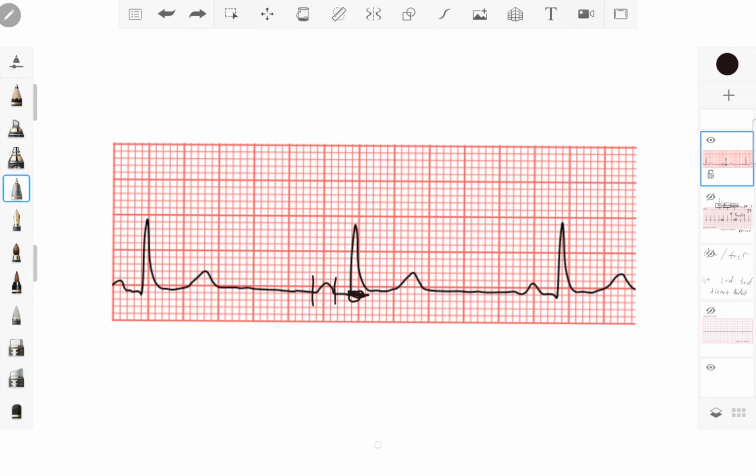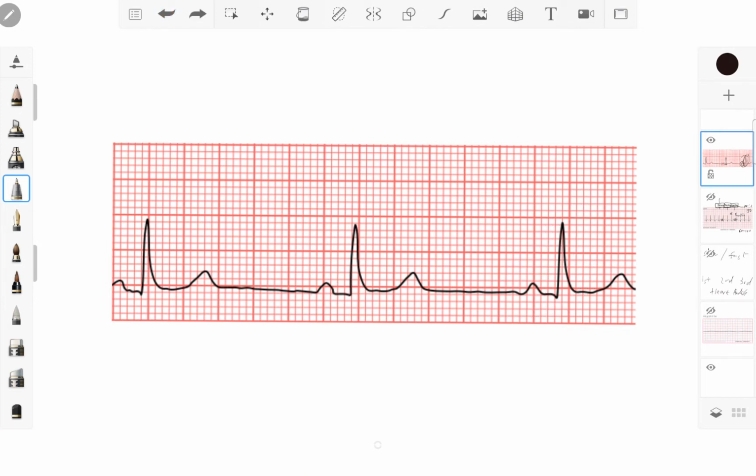The other question you need to always ask yourself, and it may seem a bit of a strange question, is: is there a P wave before every QRS? And is there a QRS after every P wave? Because you can have situations where the one works but the other doesn't. So that's something to be aware of.